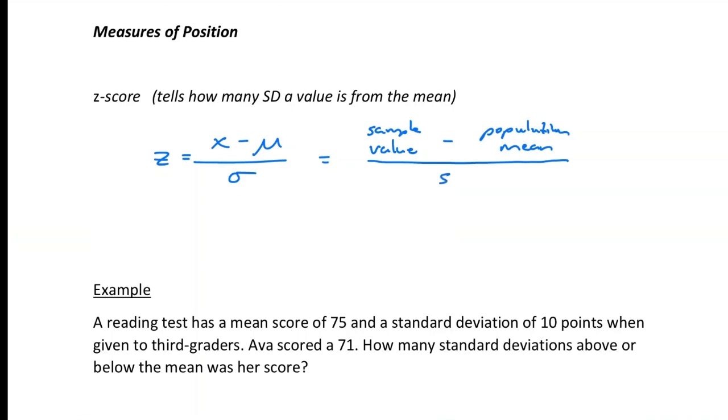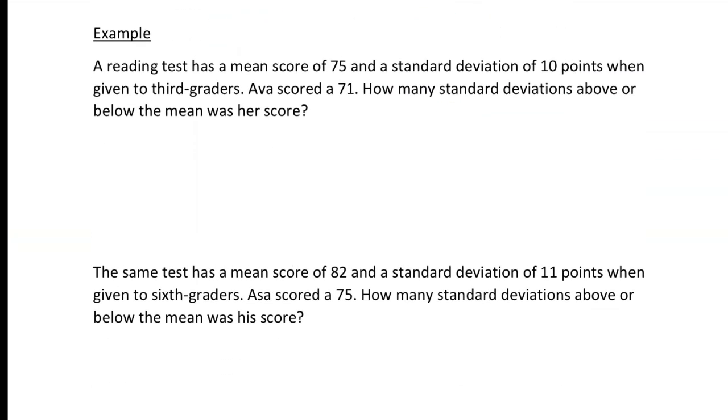It's very important that we do that numerator in that order. You always want to take the value minus the mean, because when we do that, positive and negative will tell us whether we're above the mean or below the mean. All right, let's take a look at a couple examples. A reading test has a mean score of 75 and a standard deviation of 10 when given to third graders. Ava scored a 71. How many standard deviations above or below the mean was her score?